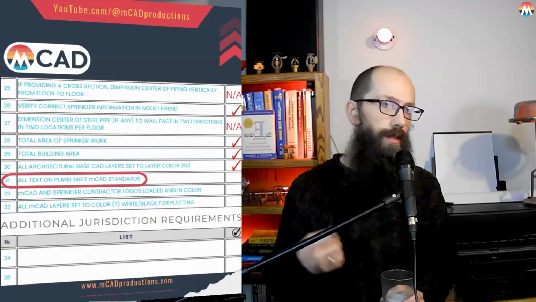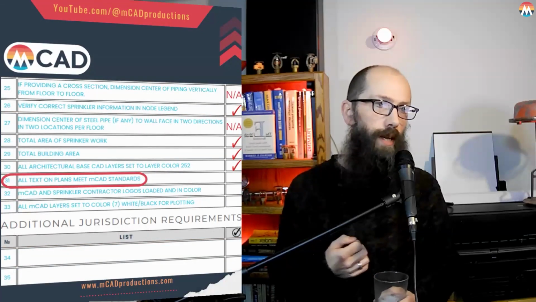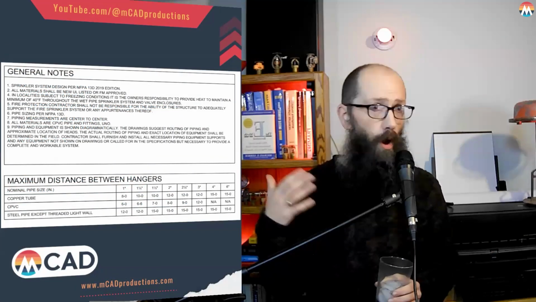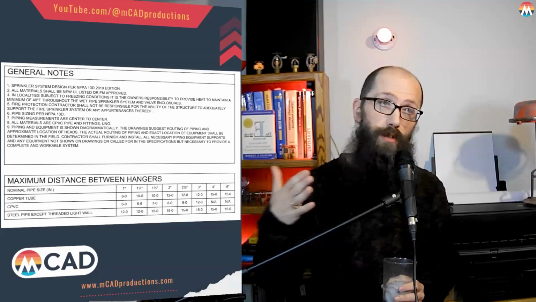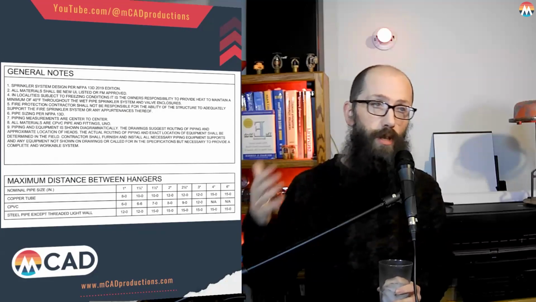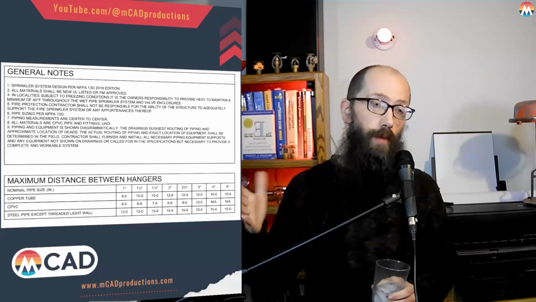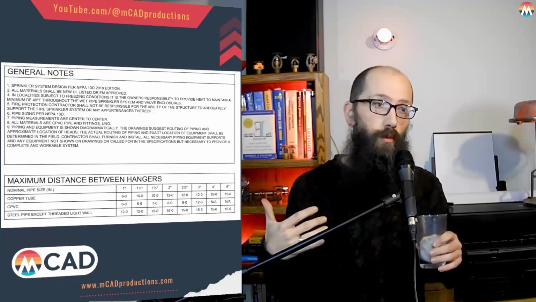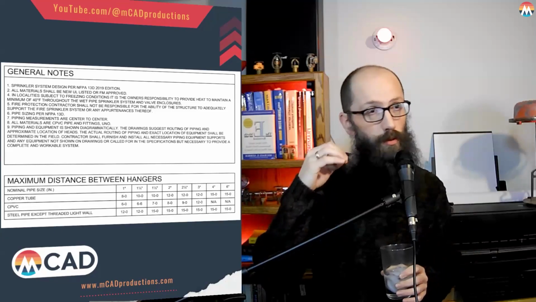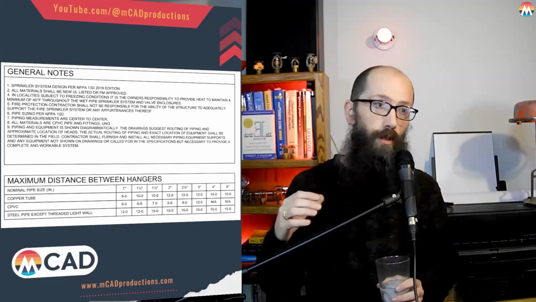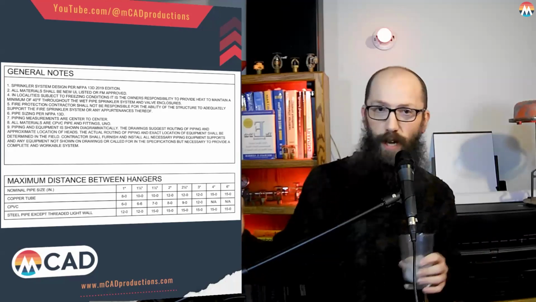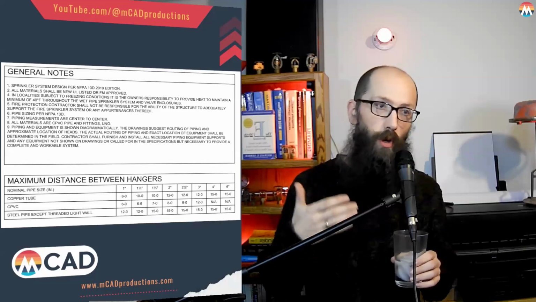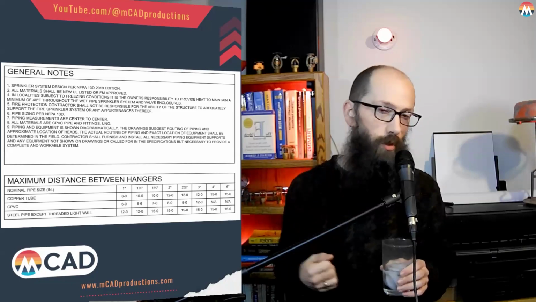And in this next item, all text on plans meet mCAD standards. Most of these boxes are already 90% filled out, and you're just double checking what they say, making sure that it's correct for the project you're working on. You can see there's two text sizes right here. If you were to print out a drawing and measure it with a ruler, one of those is 1/8 inch high and one of those is 1/4 inch high.